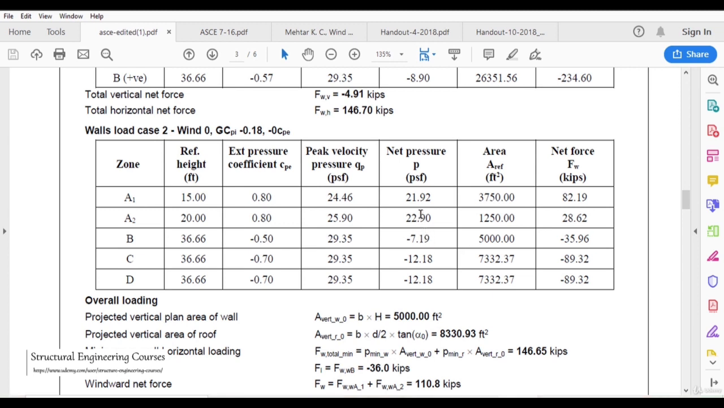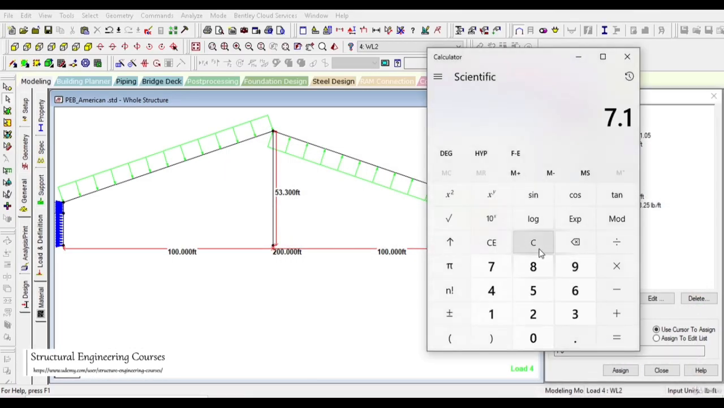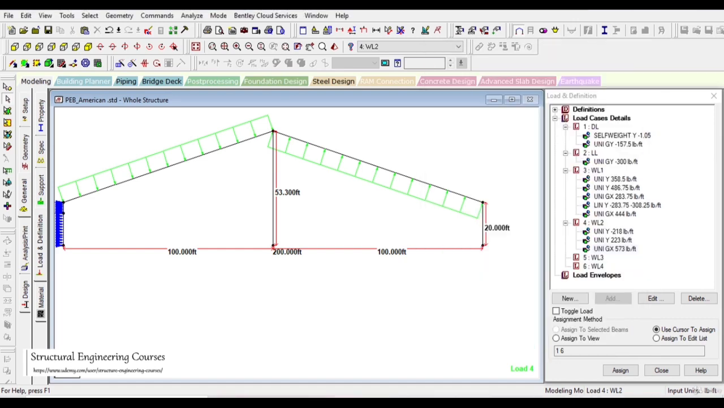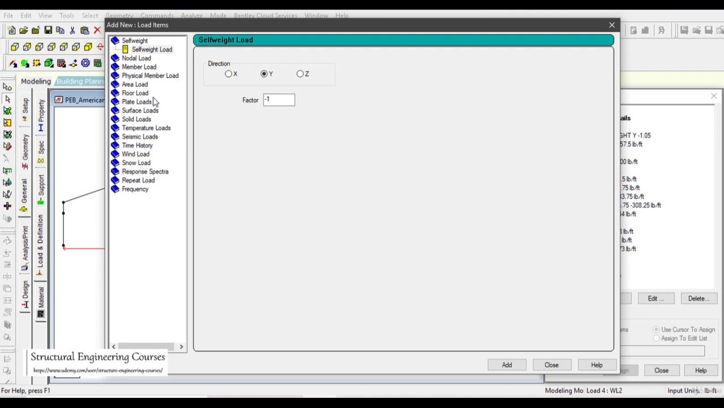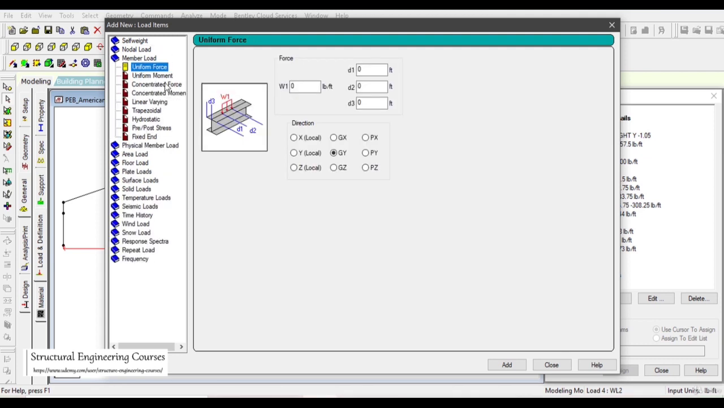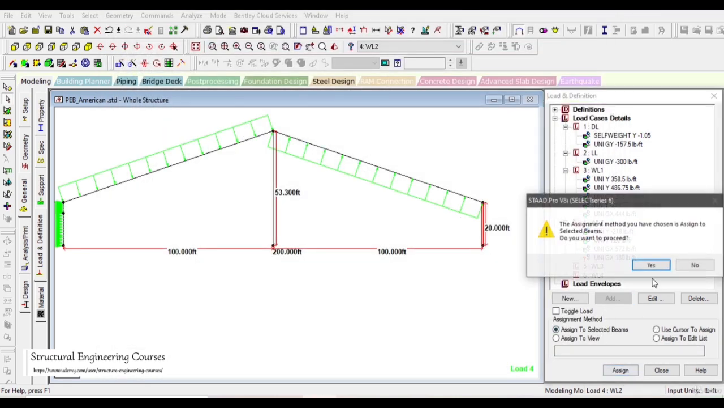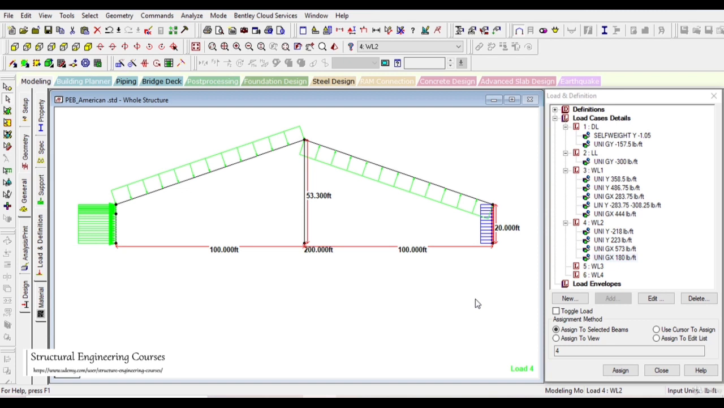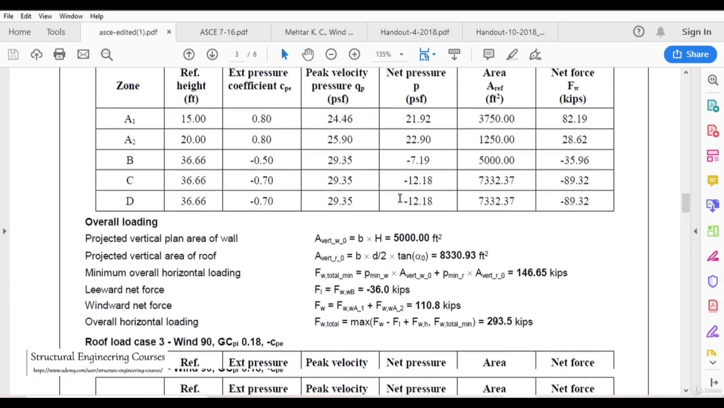Now positive is acting towards the structure and negative is acting away from the structure. So 7.19 into 25 comes out to be 180. So this loading, 180 PLF, needs to be applied away from the structure. Here we can select it like this and apply it like this. So now all these loadings are correct. After that we need to take care of WL3 and WL4 also.